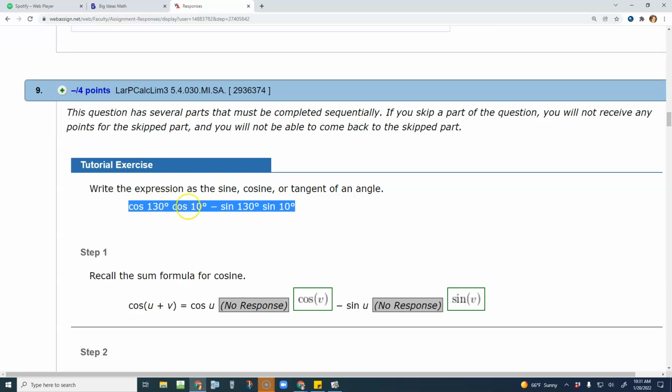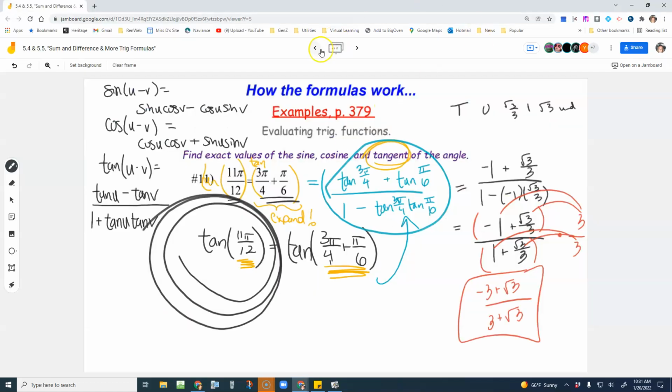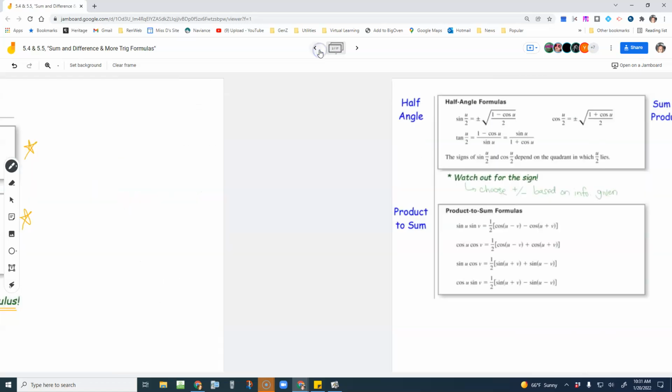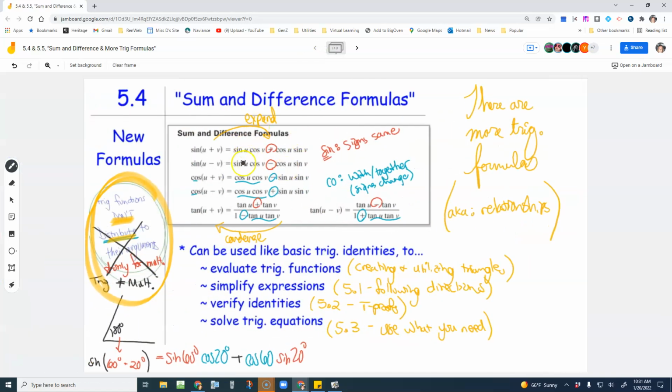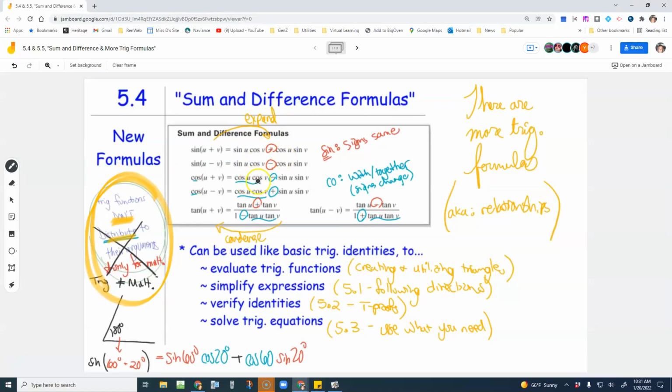Hey guys, sine, sine. Look at your 5.4 formulas. Sine, sine. Who is that? Sine, sine. Wait, with what? Was it a plus or was it a minus? Minus. Sine, sine, with a minus. Who is that guy? Bring it in. Condense it. 130 is not in the unit circle, but condense it.